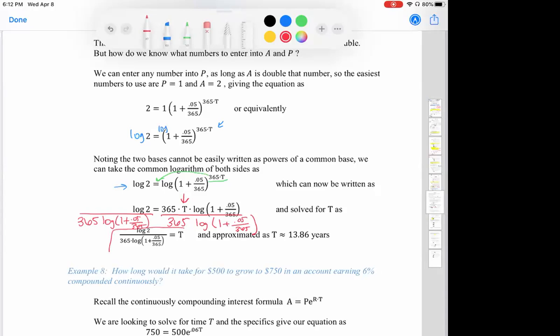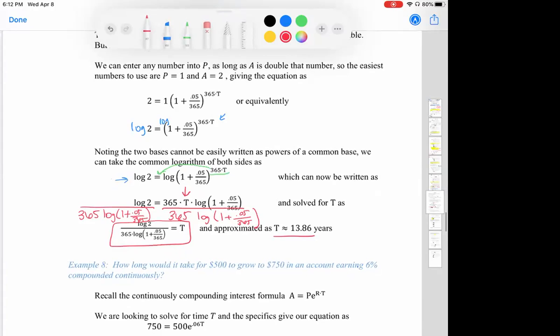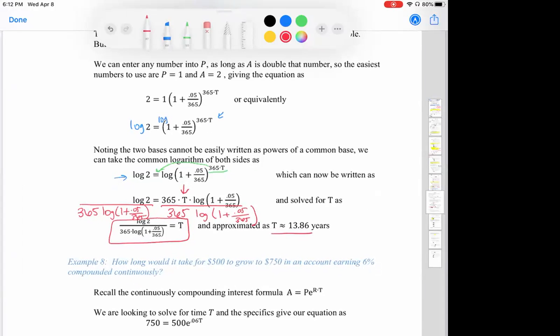And we're left with this. And from there, it's just punching this into your calculator. So make sure you're comfortable with that. Your answer will be about 13.86 years. That's how long it would take you to double your amount using a 5% interest rate compounded daily.